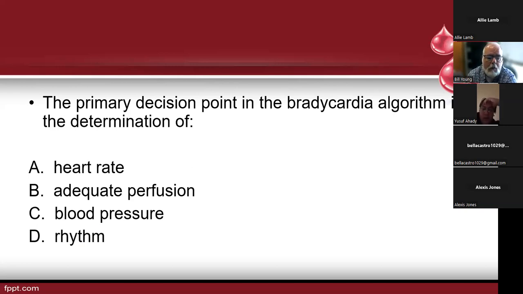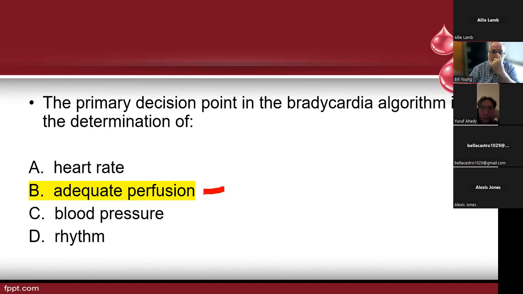Let's say adequate perfusion. Basically this is important because it's going to be really critical to assessing your patients. We know that patients that are in really good shape are going to have a low heart rate, and a low blood pressure as well when they are resting. Other patients may have a low heart rate, but compensate for that with an adequate blood pressure.